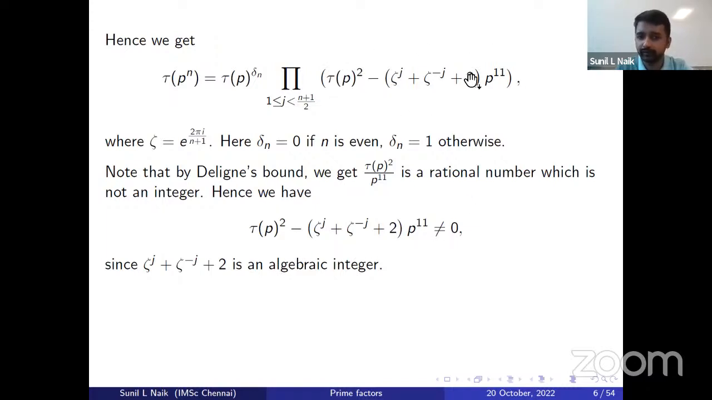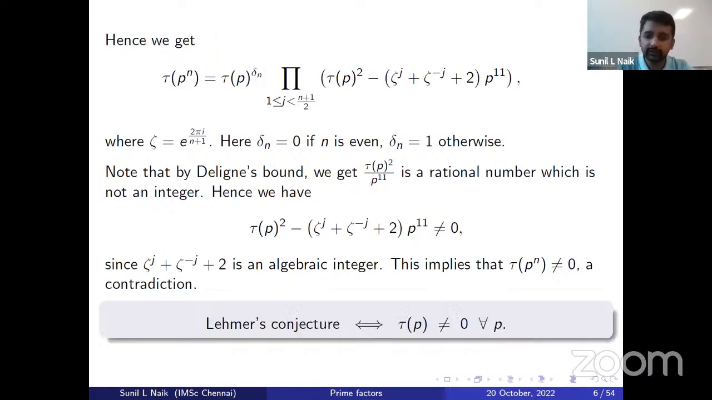term in the product is not equal to 0. And by our assumption, tau of p is not equal to 0. So we get tau of p power n is not equal to 0, a contradiction. Hence, we conclude that Lehmer's conjecture is equivalent to the fact that tau of p is not equal to 0 for all primes p.